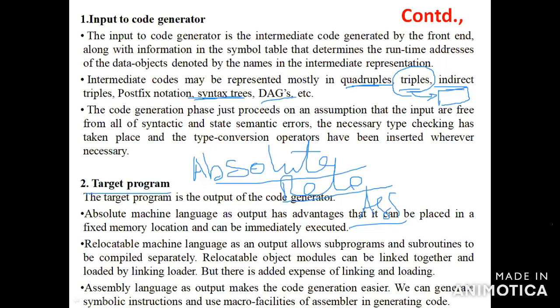Okay, what about the third one? The third one is target machine code, that is assembly code. Assembly code produces an assembly language program as the output. In assembly code, we can generate symbolic instructions and use the macro facilities of the assembler in generating the code. So it produces an assembly language program as the output of the code generation phase.